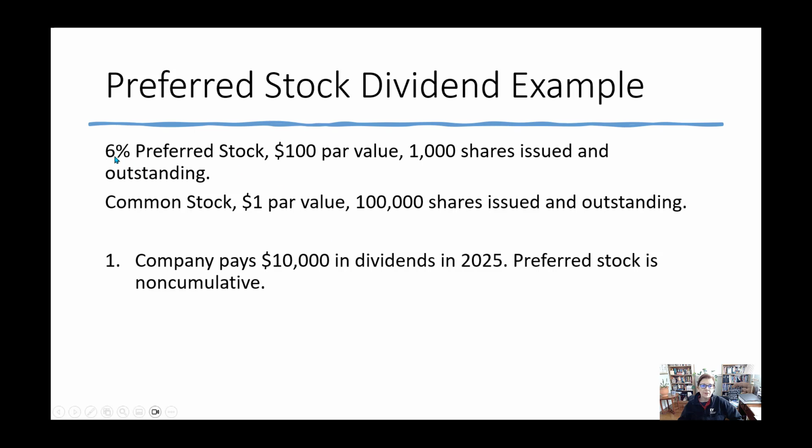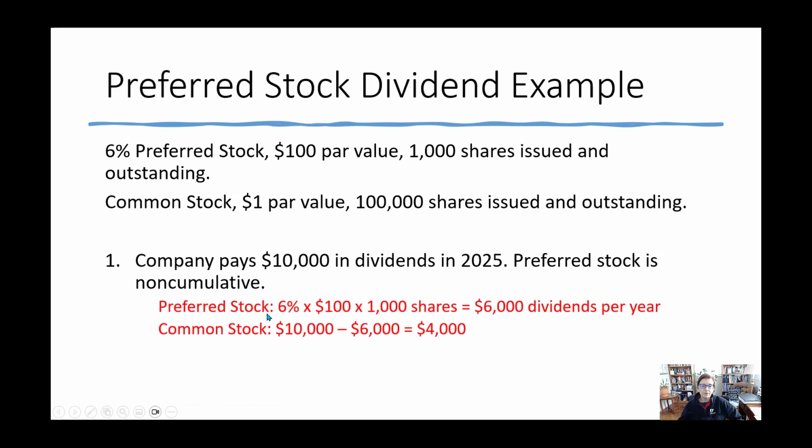So every preferred stockholder is going to get paid 6% times $100 times 1,000 shares. So the preferred stockholders are going to get paid a total of $6,000. And remember, once they're paid, then whatever is left gets paid to the common stockholders. So the common stockholders are going to get the total of $10,000 minus the $6,000 paid to the preferred. So the common stockholders get paid $4,000.